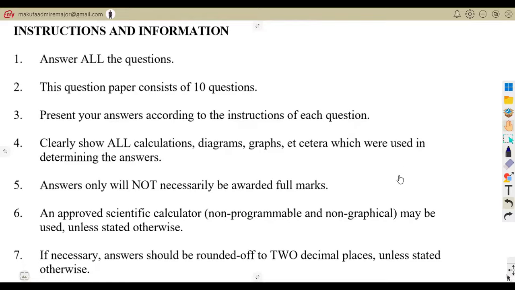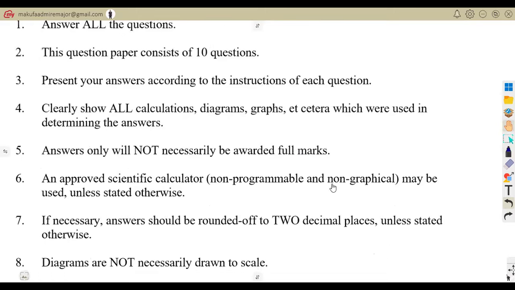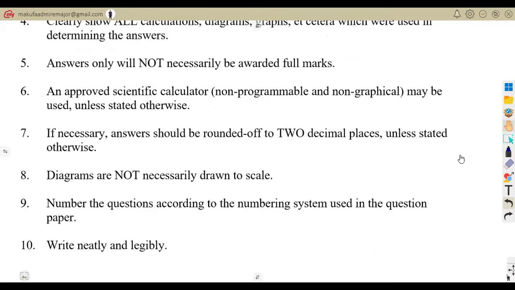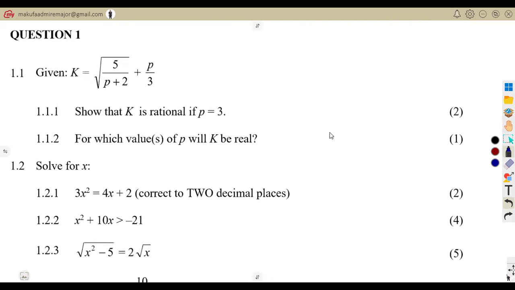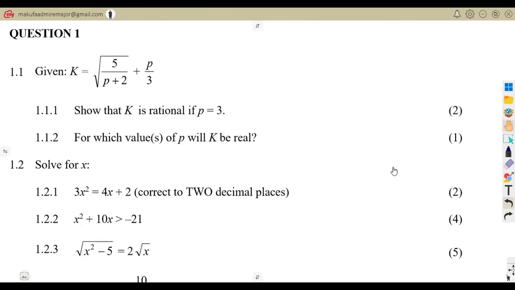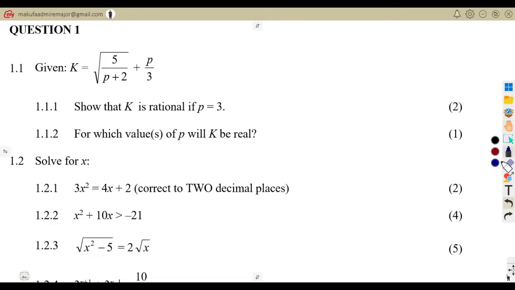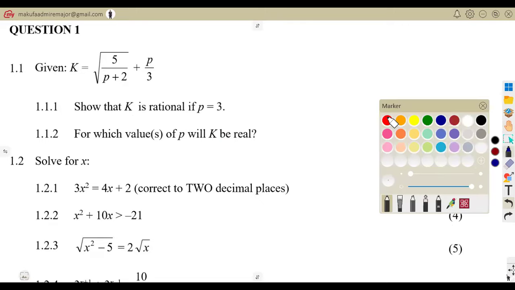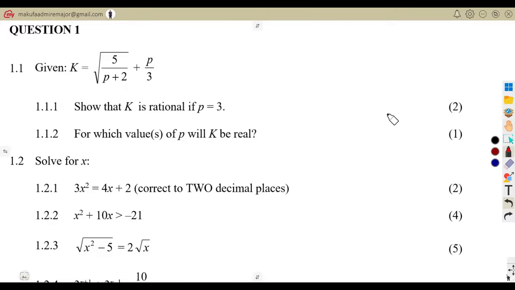Make sure that you go through your instructions and the information. Mostly, it is important that your answers should be given to 2 decimal places unless stated otherwise. So like I said, make sure that you go through your instructions. I'm not going to waste time. I'm just going to quickly rush through our questions. Pick out what is important as you are doing your revisions.